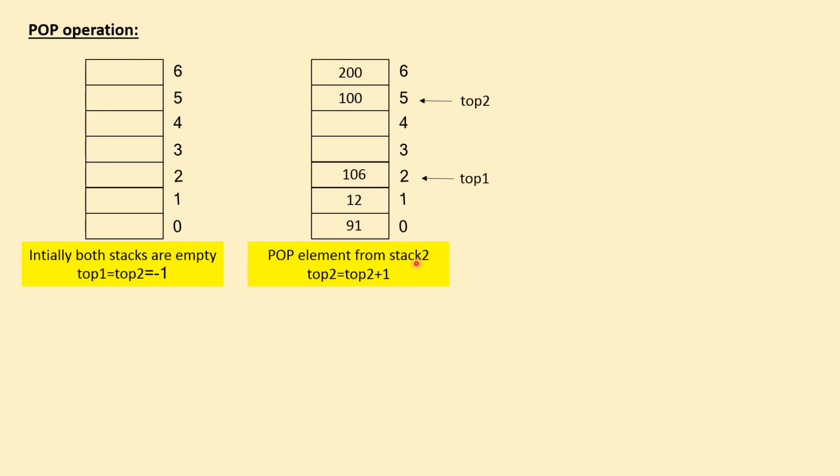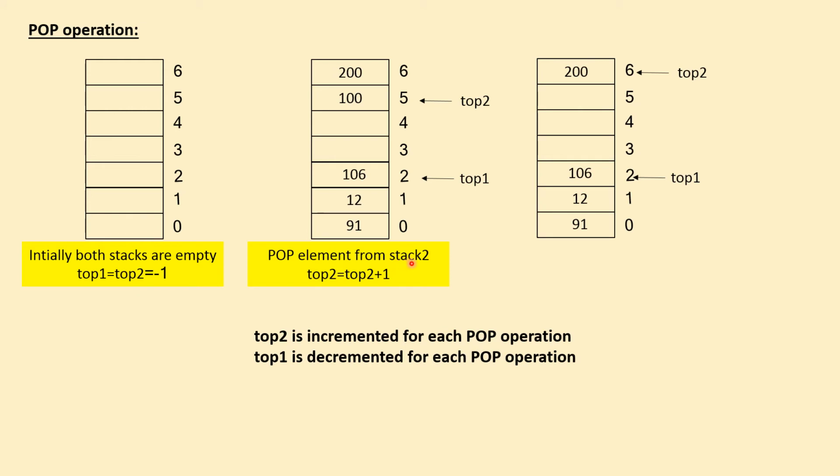So if we pop an element from either stack 2 or stack 1, if we pop an element from stack 2, then top 2 is incremented. If we pop an element from stack 1, then top 1 is decremented. So top 2 is incremented for each pop operation and top 1 is decremented for each pop operation. So we can say both these stacks grow in opposite directions.